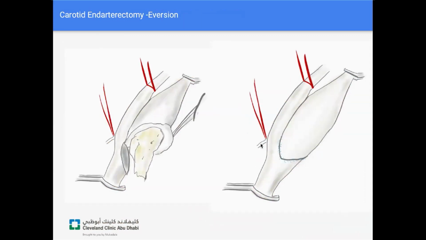The eversion endarterectomy is another form of endarterectomy that I find very useful, in particular with those with short lesions that are at the origin, and also people with long elongated carotid arteries that are redundant and coiled or quite tortuous. You can shorten the artery when you do an eversion.